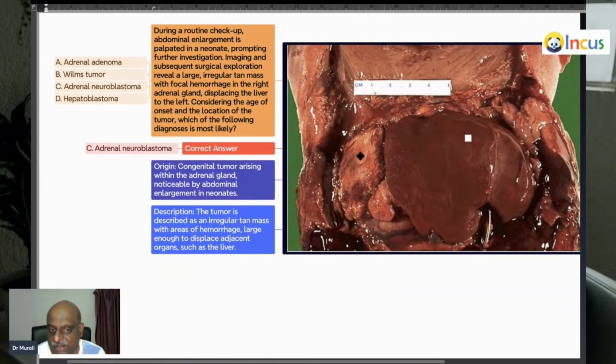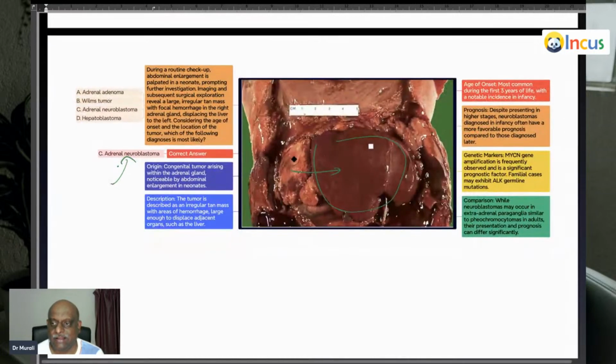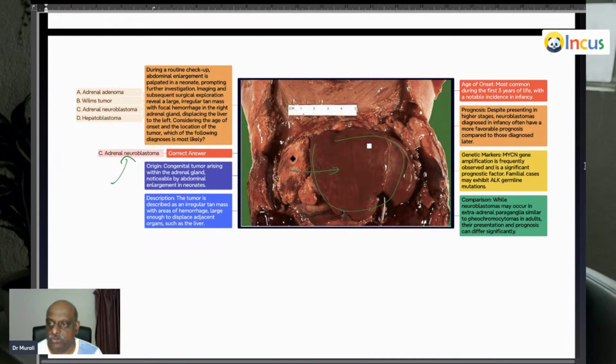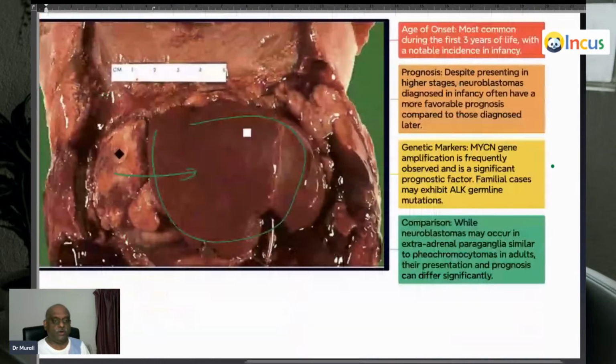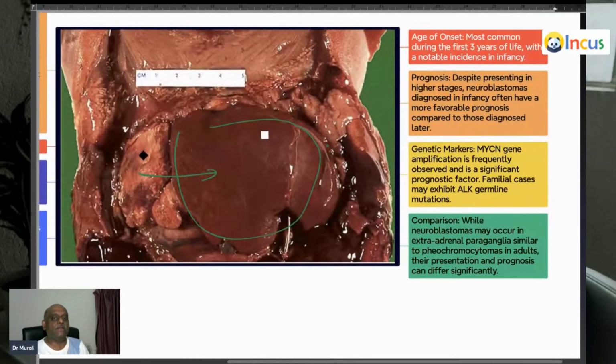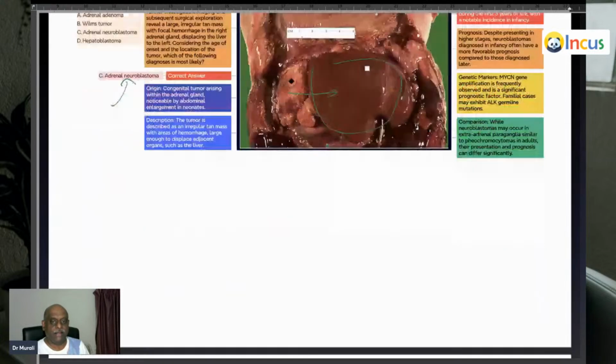So, typically it presents like an irregular tan mass with areas of hemorrhage leading to displacement of the other organs. You have the liver, but the liver is being pushed aside. That is the nature of the neuroblastoma, unlike the Wilms tumor, is what you need to remember. So it is the MYC gene amplification that you observe, and ALK germline mutations is what you see in neuroblastoma, is what you have to remember.